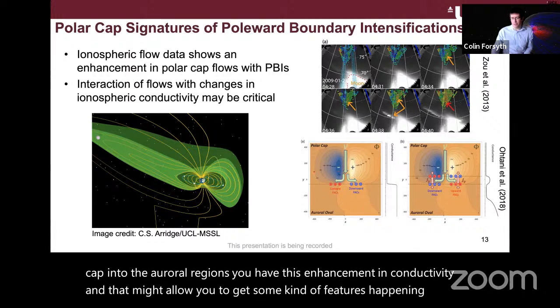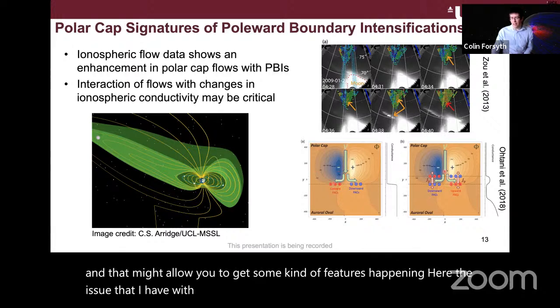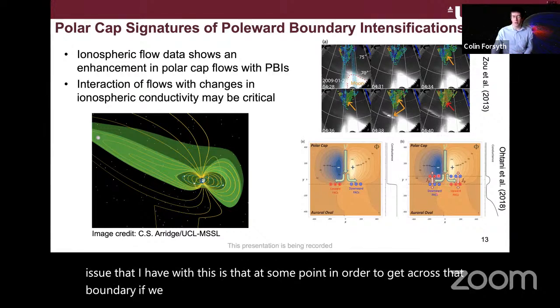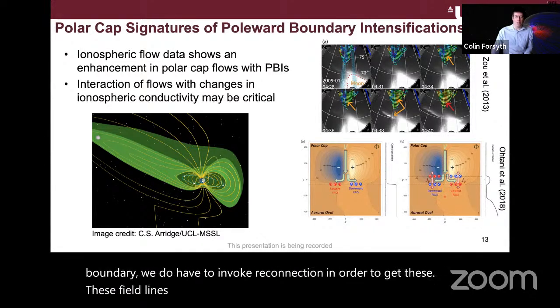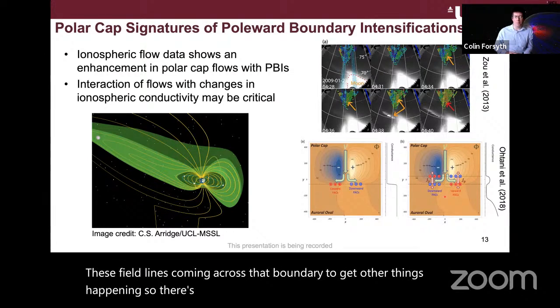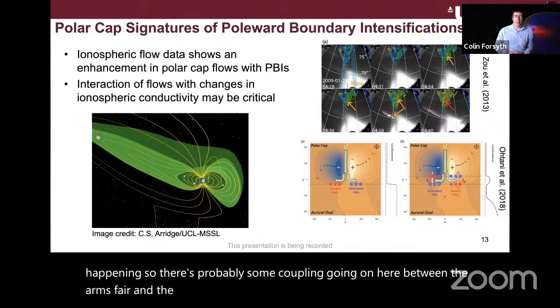The issue that I have with this is that at some point, in order to get across that boundary, if we treat that boundary as the open-closed field line boundary, we do have to invoke reconnection in order to get these field lines coming across that boundary to get other things happening. So there's probably some coupling going on here between the ionosphere and the magnetosphere, but it's not as simple as looking at one or the other.